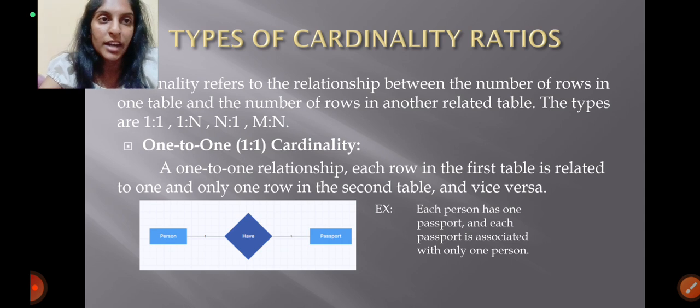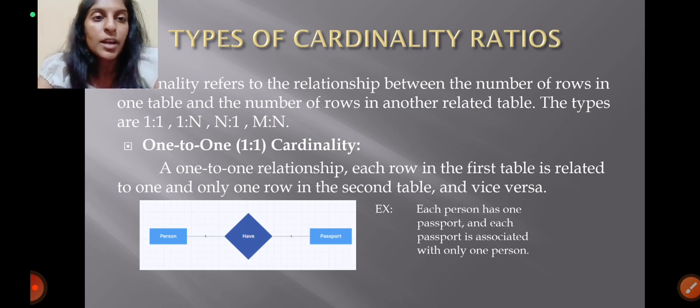Next, types of cardinality ratio. Cardinality refers to the relationship between the number of rows in one table and the number of rows in another related table. The types are 1 is to 1, 1 is to n, n is to 1, and m is to n. 1 is to 1 cardinality: each row in the first table is related to one and only one row in the second table, and vice versa. Each person has one passport, and each passport is associated with only one person.